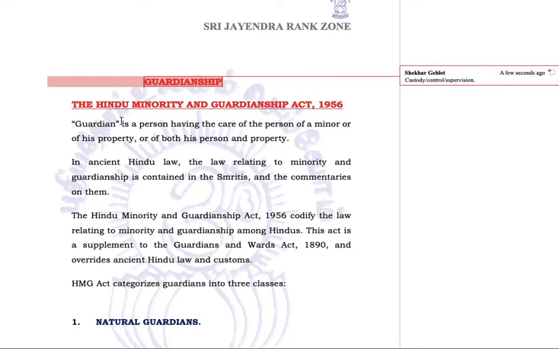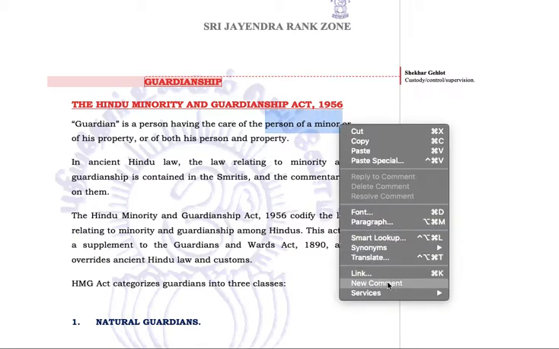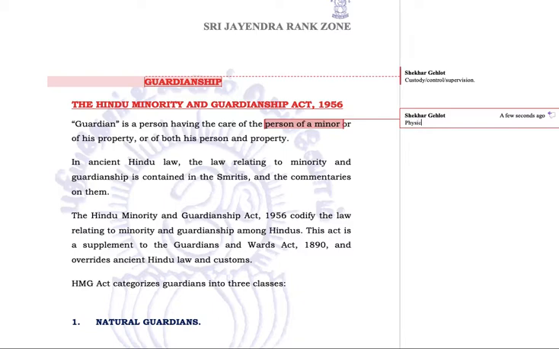Now it says a guardian is a person having the care of the person of a minor. Person of minor here means the body of the minor. Physically the minor is staying there, okay? Or his property. Either the physical custody of the child or the property of the child or both his person and property. So a guardian is someone who is taking care of this.